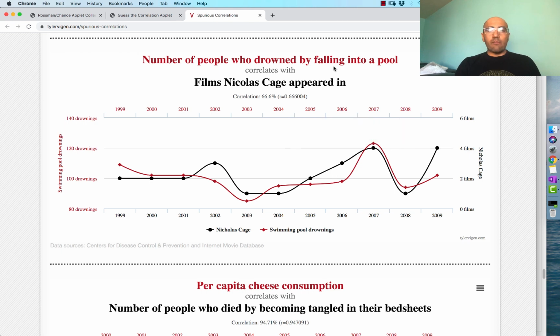Here's another silly one. Number of people who drown by falling into a pool, and films by Nicolas Cage. Obviously silly to think that one causes the other, but they're correlated. There is a 0.66 positive linear correlation between the two.